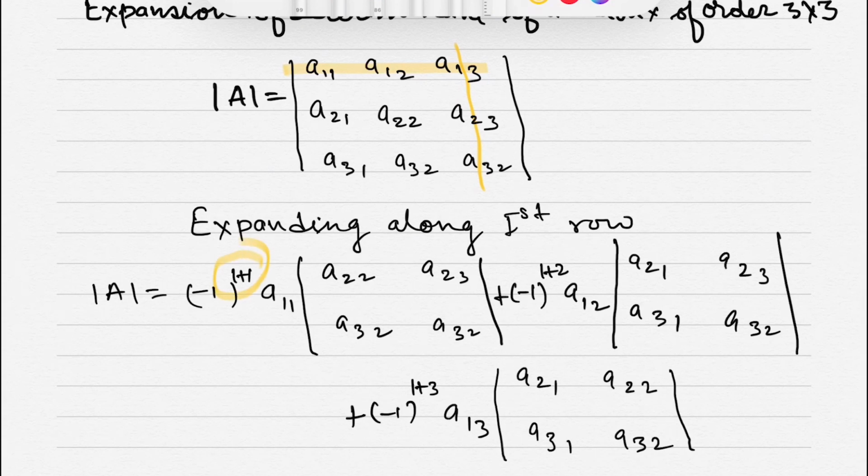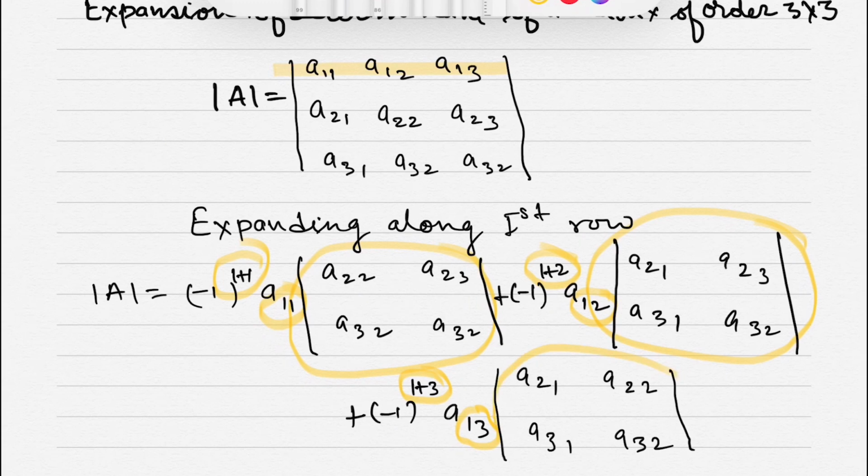Now this is the sum of row number and column number of the key element, that is A11, and this one is the 2 by 2 determinant by hiding the first row and first column of the original determinant. Similarly, this is the sum of row number and the column number of the second element of the first row, and this is the 2 by 2 determinant obtained by hiding the first row and the second column. Similarly, 1 plus 3 is the sum of row number and column number. This determinant is the 2 by 2 determinant obtained by hiding the first row and the third column.